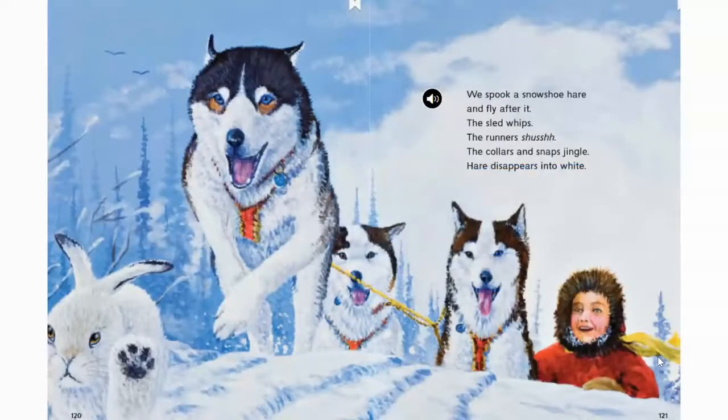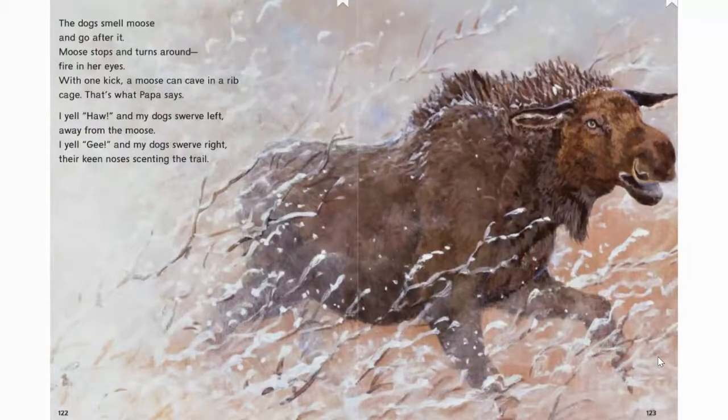All right, here we look again. We see the dogs are chasing a snowshoe hare. Again, they're smiling. The girl is smiling. They look happy, still on their first solo run. They spot a big moose. The moose, they luckily were able to swerve and get away from the moose before it charged them.